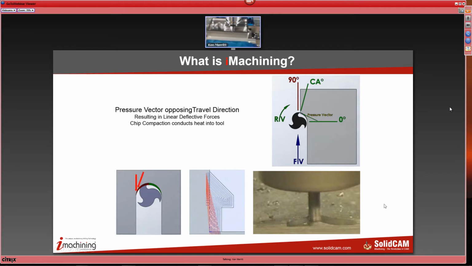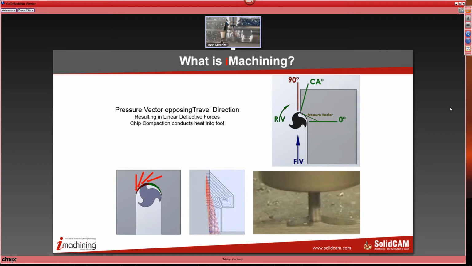Now, as the pressure vector moves through here, you can see that at the beginning of this cut on the left-hand side, the pressure vector is almost directly opposing the travel direction of the tool. And therefore, it creates a linear or bending deflective force on that tool, which is not good. And as you can see, by the time it reaches the 90-degree quadrant, the chip is thickened through that travel. And that force is now pushing almost 90 degrees to the direction that the tool is traveling, and it's at the thickest portion of the chip, which is the highest level of the latent energy of plastic deformation.